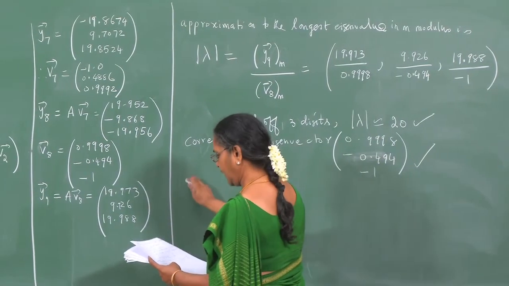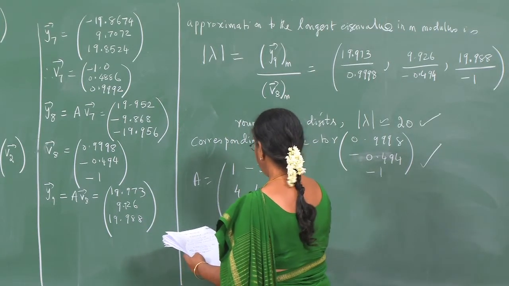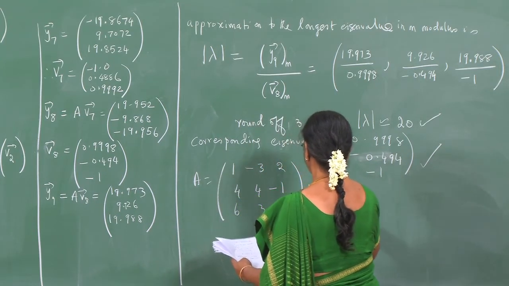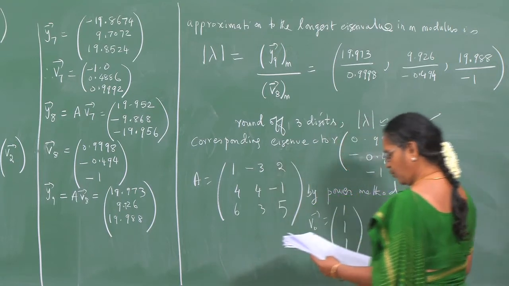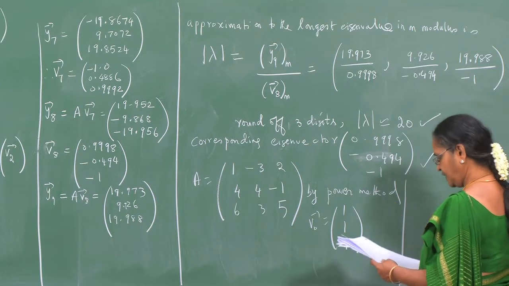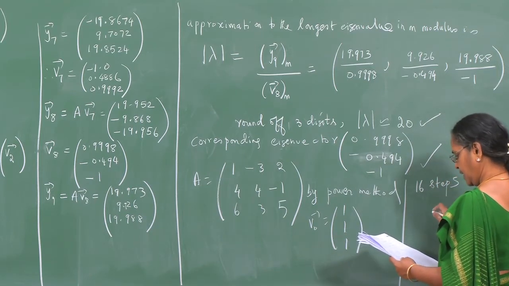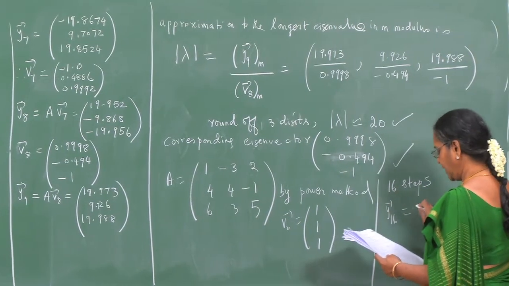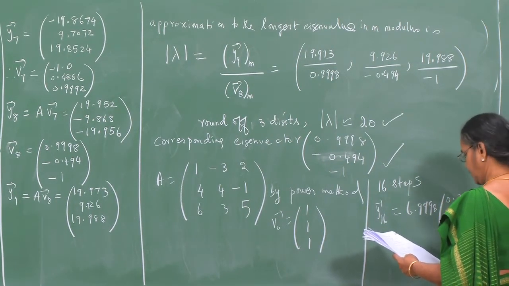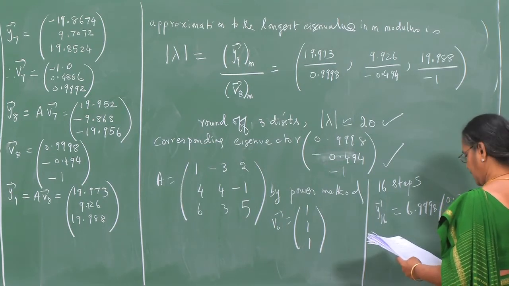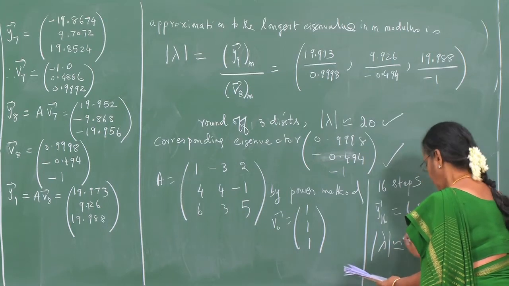So, find numerically the largest eigenvalue of the matrix 1 -3 2, 4 4 -1, 6 3 5 by power method. You start with the vector V0 having components 1 1 1. Now, I will give you the final answer, you can try to see. Compute 16 steps of computations and show that at the 16th step you get y16 to be 6.9998 into 0.3000, 0.06661, and therefore, the numerically largest eigenvalue is close to 7.